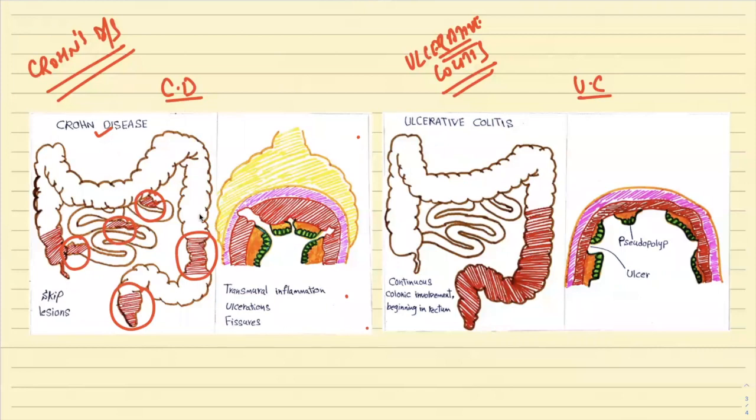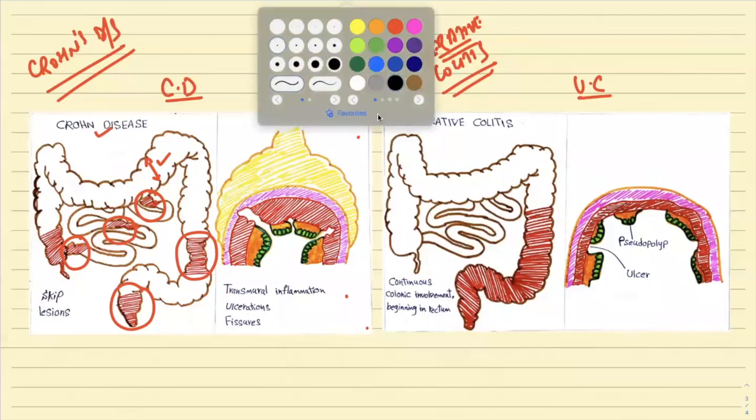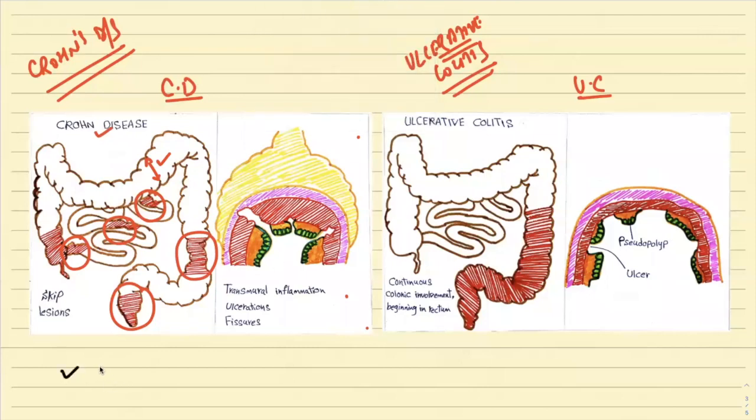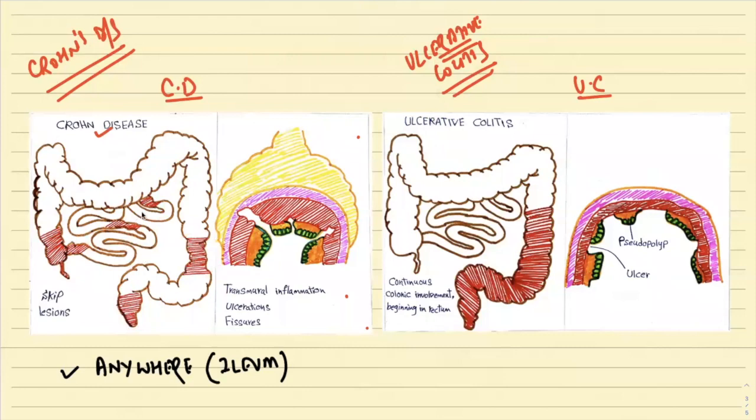Can you also see that there are certain areas which are involved, and there are certain areas which are completely all right? So there are skip areas. One very important point to understand is that Crohn's disease can occur anywhere, but most importantly, it occurs at the level of the ileum and involves the small intestine. Everyone is going to agree with this point?